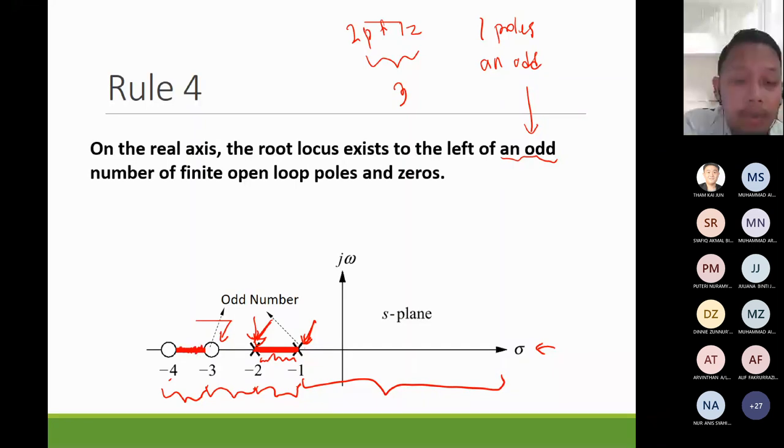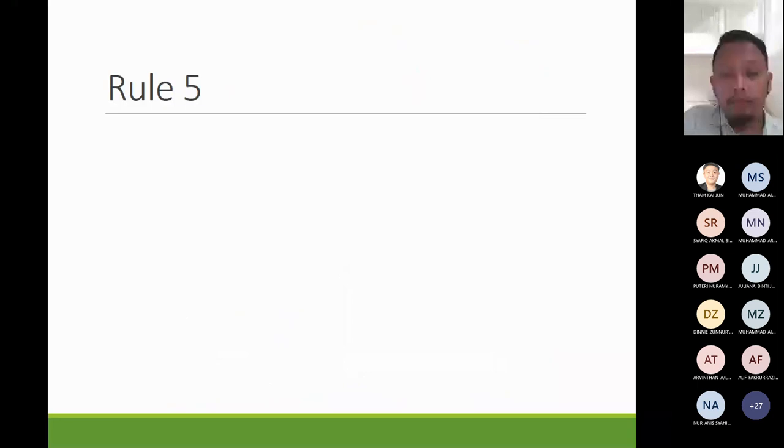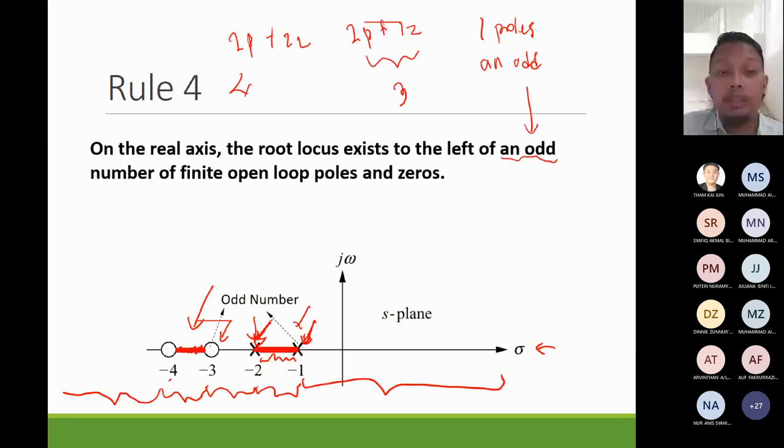And then starting from minus 4 to infinity, we have 2 poles and we have 2 zeros. So we have 2 poles plus 2 zeros. Meaning that we have 4, okay? Ada 4. So 4 is an even number. So when it is an even number, meaning that there will be no root locus on the real axis at this portion, okay? So later on, we will see more of this example if you don't get it now, okay?